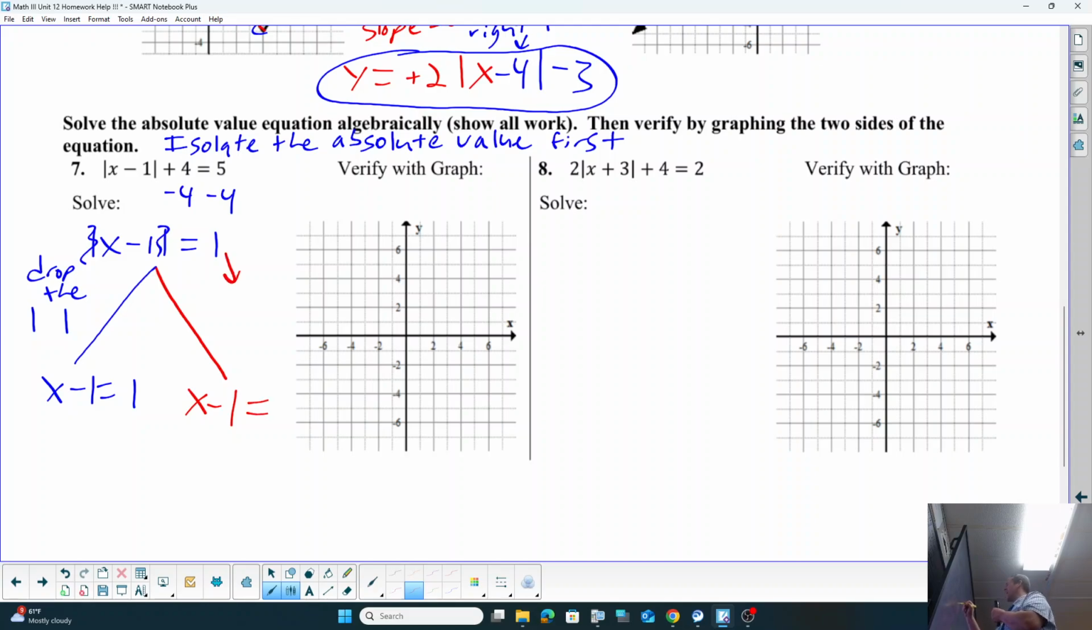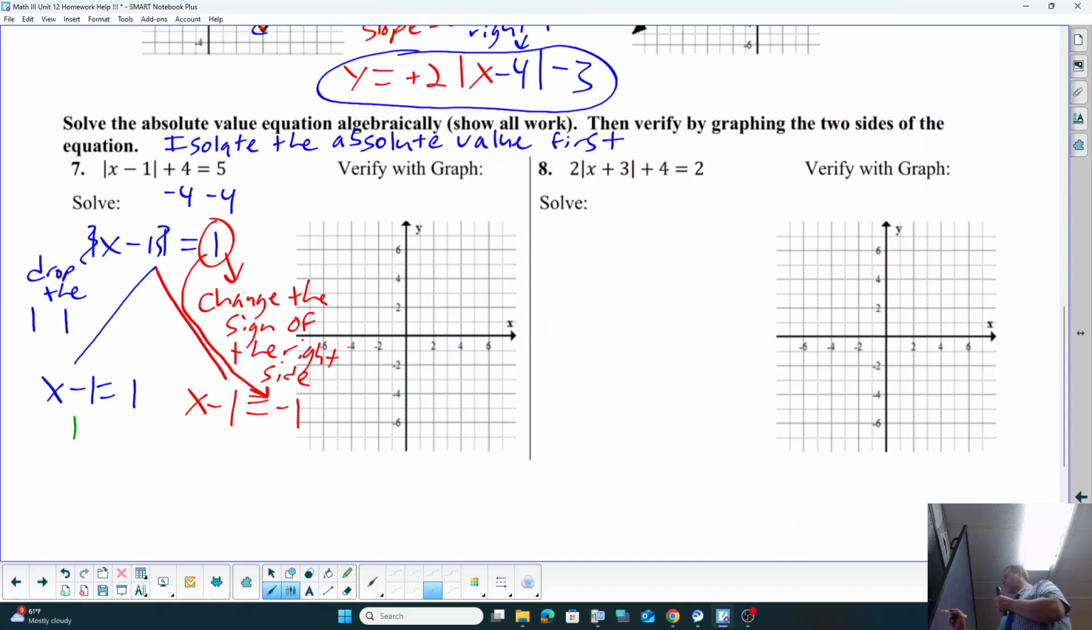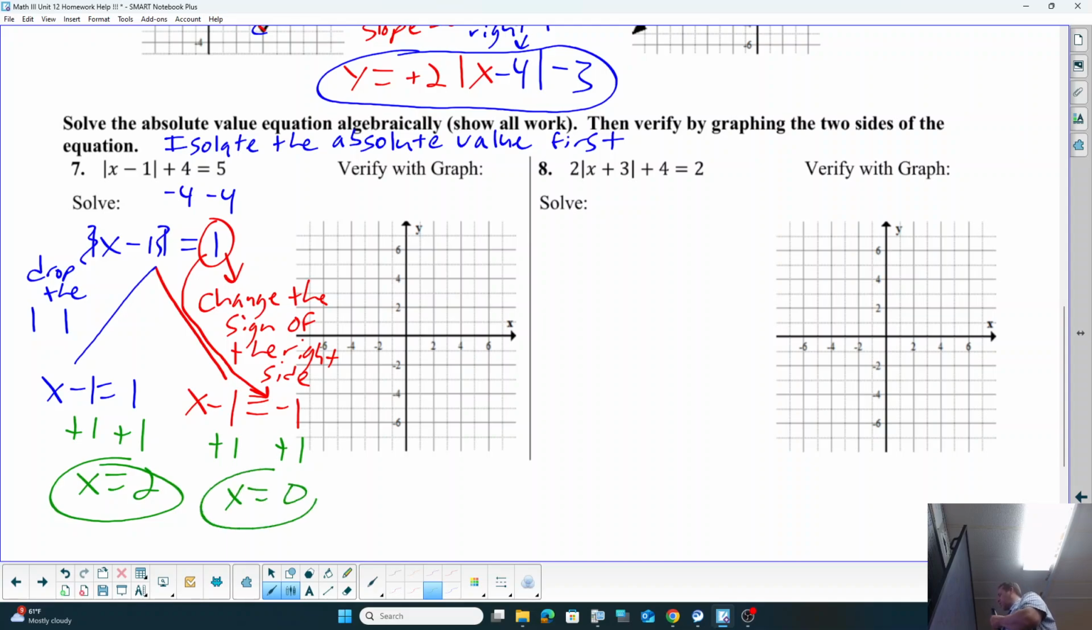But this time we're going to change the sign of the right side. So this is going to become a negative 1. Now we're going to add 1 to the other side. So we solve for x and get x equals 2. And then we add 1 to this side, and we get x equals 0, because negative 1 plus 1 is 0.